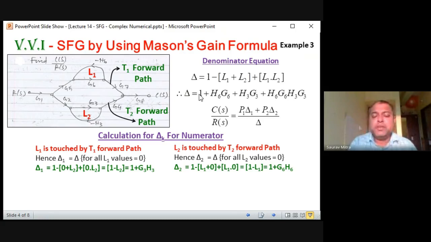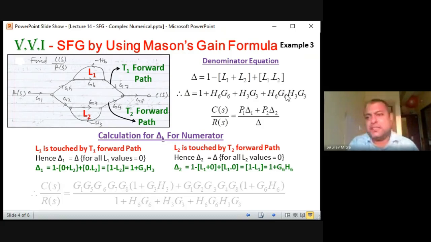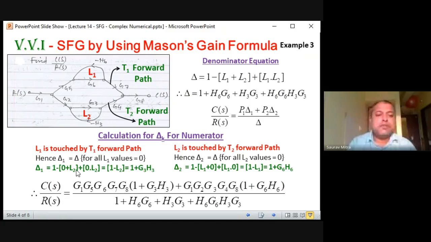And what is the denominator? We have already found it. It is easy: 1 plus G6H6 plus G3H3 plus G6H6G3H3. So all these things, if you put together, just see what all we have found.